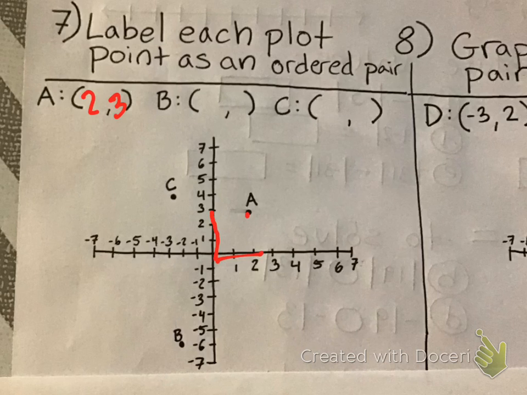Point B. Point B, Gloria. -2 and -6. We went over 2. We went down 6. Okay. Lastly, for point C, Carmen. -3, 4. Exactly. We went over 3 and then up 4.